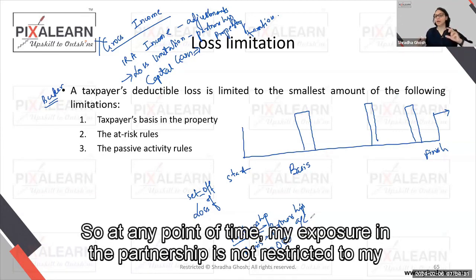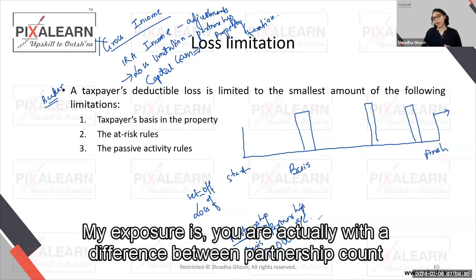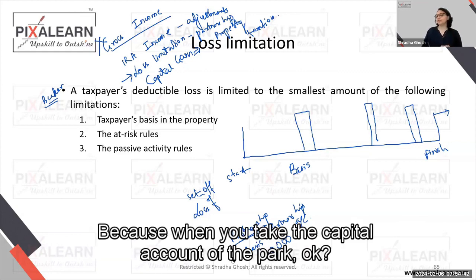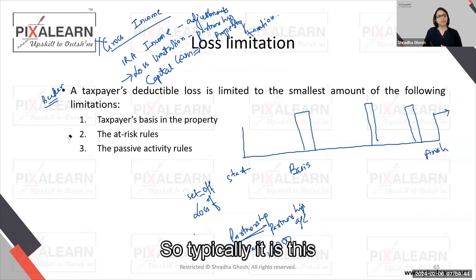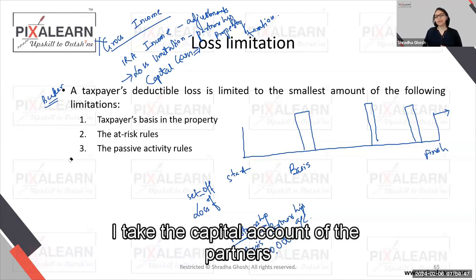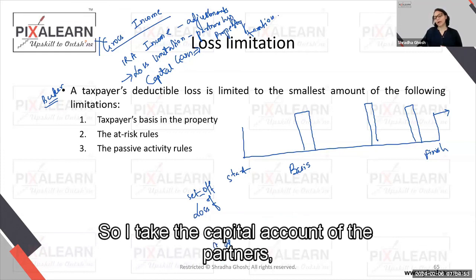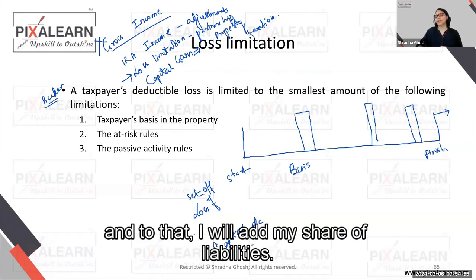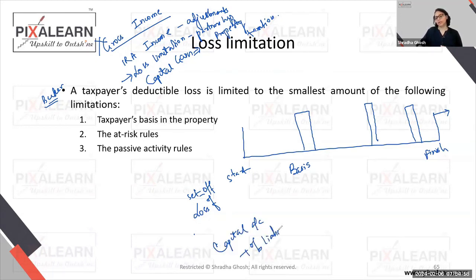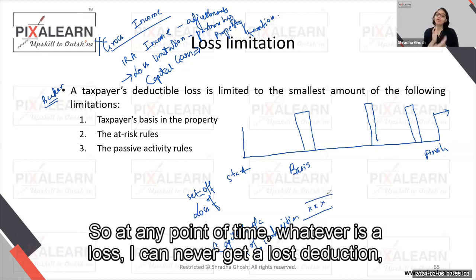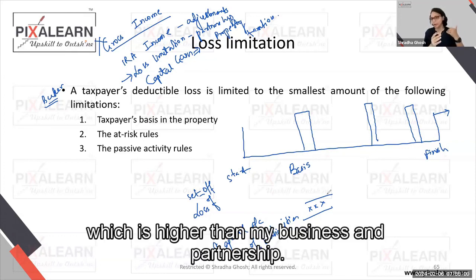So at any point of time, my exposure in the partnership is not restricted to my basis. Here there's actually a difference between the partnership account and the basis. Typically, I take the capital account of the partners, and to that I will add my share of liabilities. When I do that, what I get is my basis. So at any point of time, whatever is the loss, I can never get a loss deduction which is higher than my basis in the partnership.